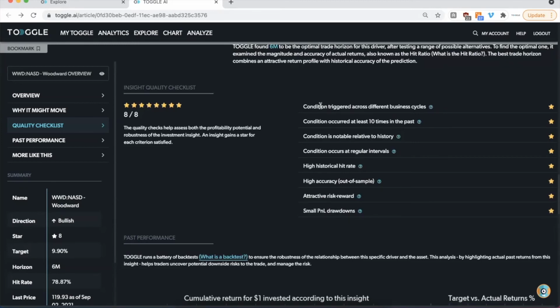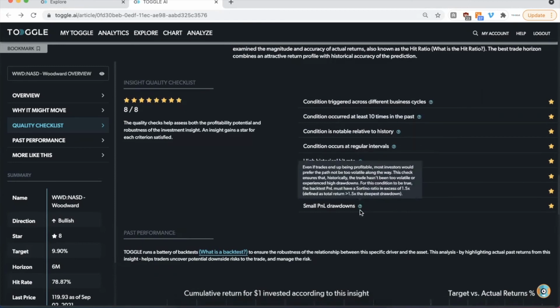Things like condition occurring over expansions and contractions in the business cycle. This event happened 37 times in the past, so it meets this condition. Notable relative to history, high historical hit rate, high accuracy out of sample, attractive risk reward. If you want to learn more about what each one means, just hover over the little question mark, and there's a little write-up there for you to learn more about it.